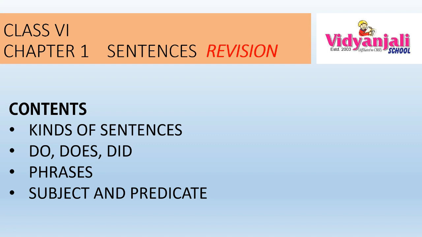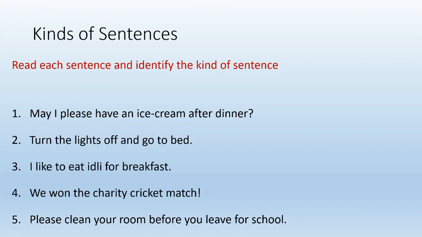So, what is a sentence? A sentence is a group of words that gives complete sense. And based on the thought and expression, there are 4 kinds of sentences. What are the 4 kinds of sentences? Assertive or declarative sentence, exclamatory sentence, imperative sentence, and interrogative.